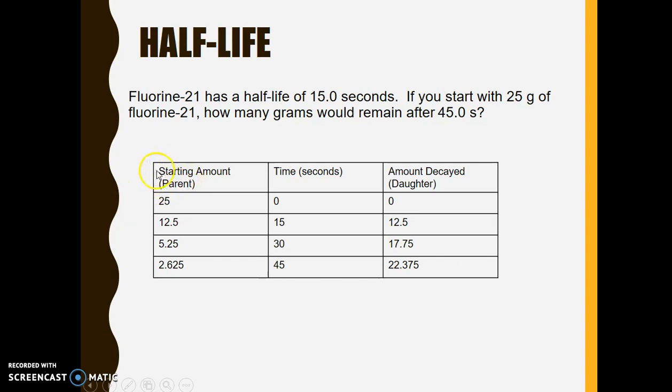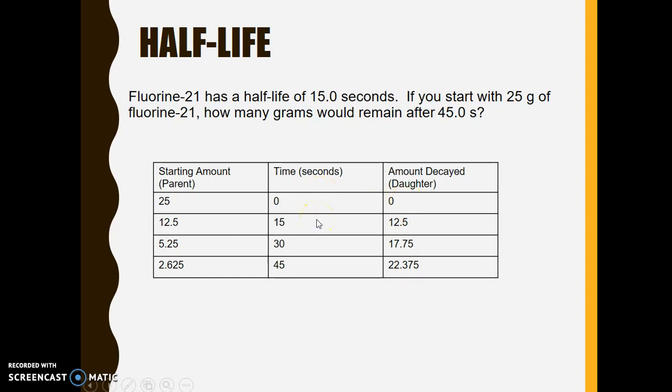So make yourself a chart and label it: starting amount, so that's your parent isotope, time in seconds, and then the amount that you have decayed, your daughter isotope. This should look very similar to the chart that you made in your lab. So if you started with 25 grams, 0 seconds have gone by, 0 grams have decayed.